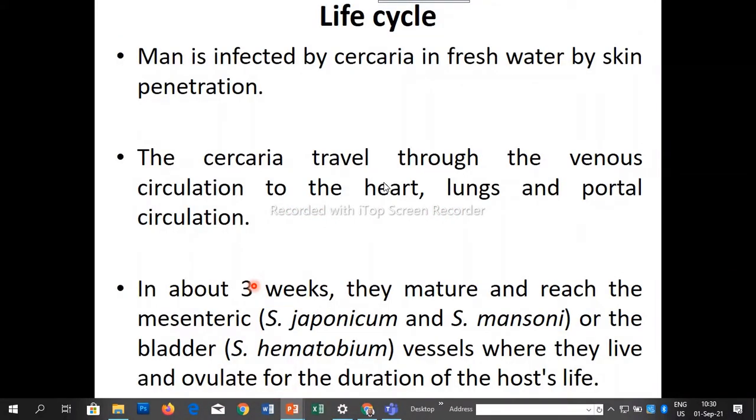Man is affected by cercariae in fresh water by skin penetration. You have to know the infective stage and diagnostic stages of those different parasites. The cercariae in fresh water will penetrate the skin of a human being and travel through the venous system, reaching different vital organs such as the heart and lungs, through the portal circulation. In about 3 weeks, they mature and reach the mesenteric veins in the intestine for Schistosoma japonicum and mansoni, while Schistosoma haematobium will go to the bladder, and they will live there and ovulate for the duration of the host's life.